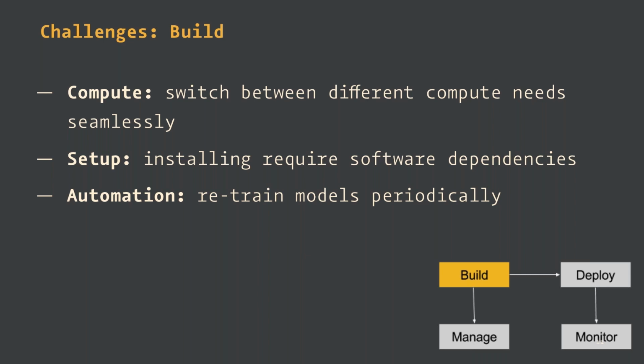A lot of times you also want to automate some of the things by retraining models periodically. So you put the new data in somewhere, and then a script should automatically run and pick the new data and then build a new model and then move that to production. So these are the kind of challenges in building these things.